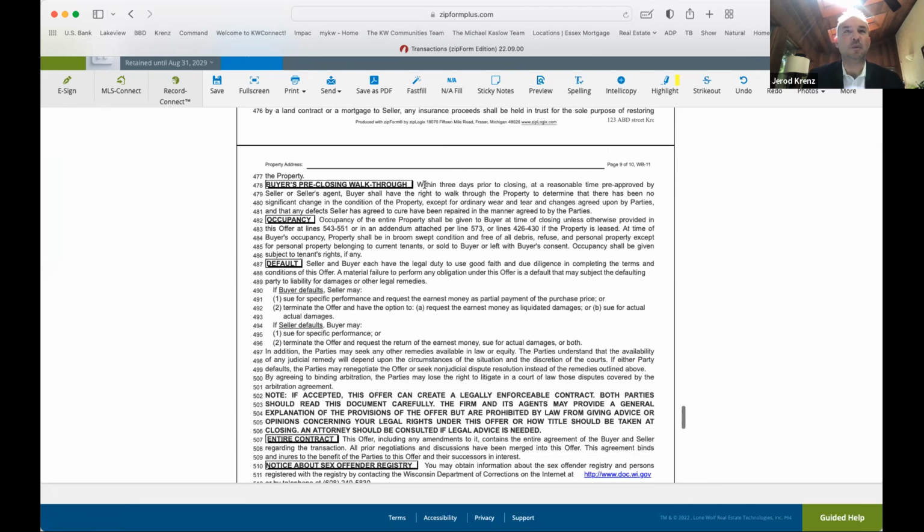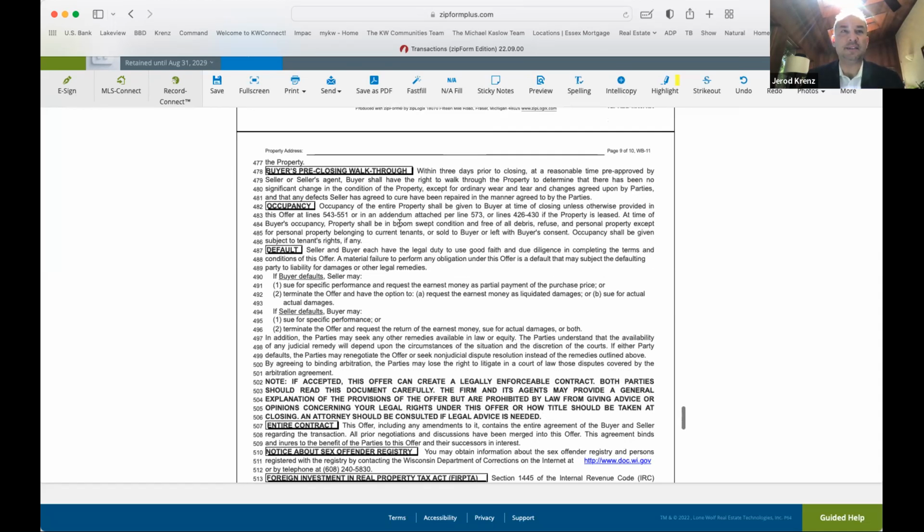Buyer pre-closing walkthrough. So the buyer, and it's written here, has a couple times where they can come visit the house. One, on the inspections or testing, they can come check it out. The second time they can come see the house is 3 days before closing. So there's a window of 3 days before the closing where the buyer can come through and make sure that the property is in the condition that it was when they wrote the offer.